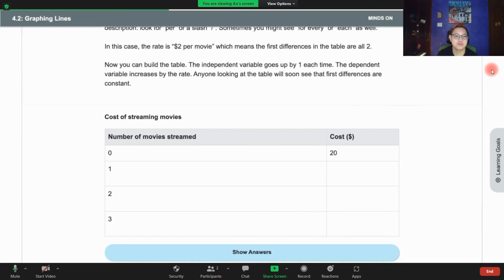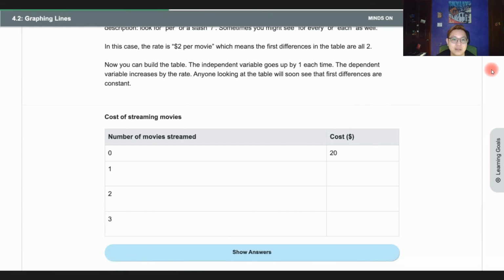Now the movies stream and cost $2 per movie. So you have to pay a flat fee of $20, and then every movie is $2 per movie.